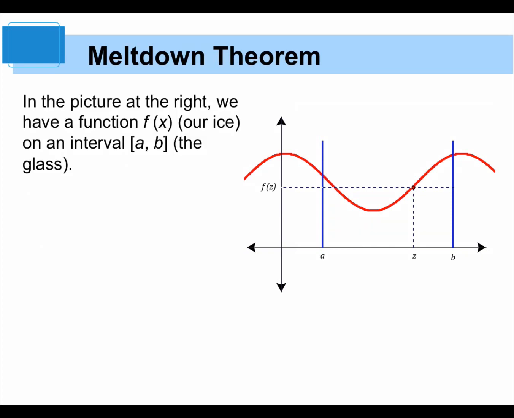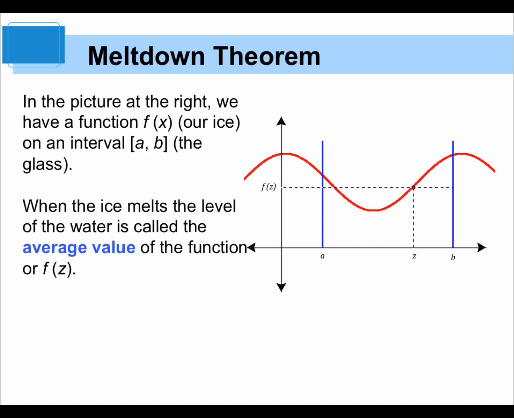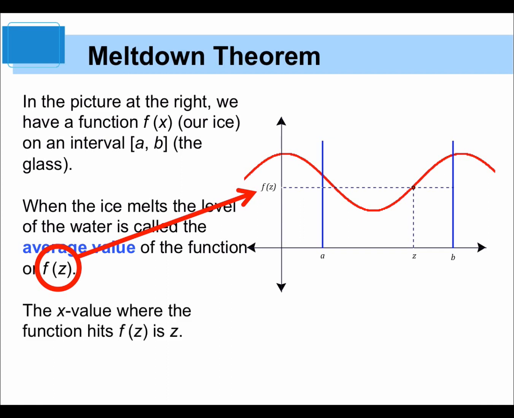Okay, so the function is our ice, and a to b represents our glass. So we're taking only a part of the entire function. In other words, we're restricting it. And again, f of z is called the average value of the function, or the meltdown level. Technical term is the average value.